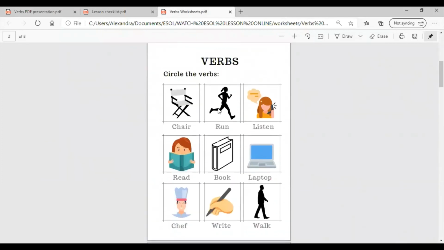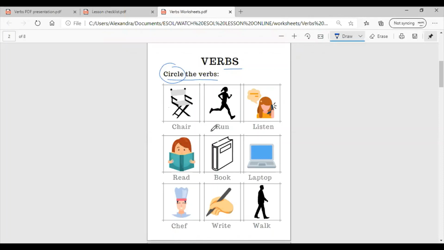So if we look at the first exercise on the worksheet, we're looking at verbs, and we need to circle the verbs in these pictures. So if we remember, a verb is an action. It tells us what a thing, a person, or a place, or an object is doing. So we look at our first picture, chair. Is chair a verb? Is it an action word? That's where we look at it and we go, no, chair's an object, so it's a noun, so it can't be a verb, so we can't circle this.